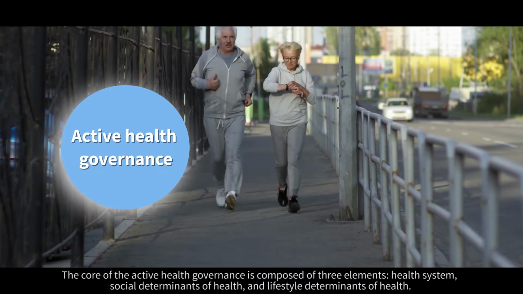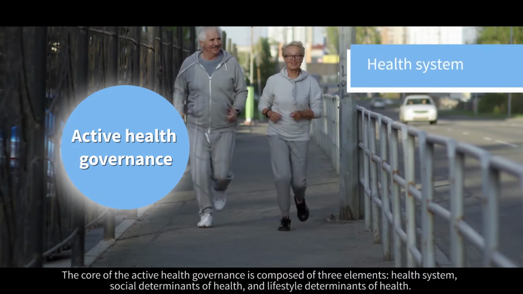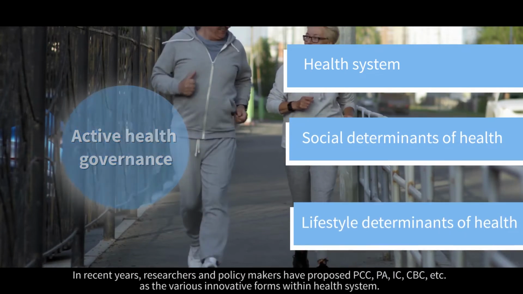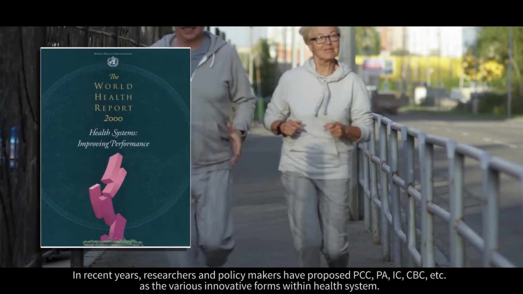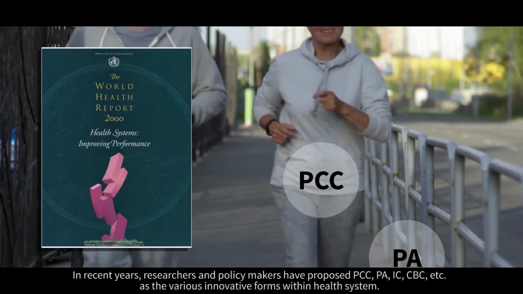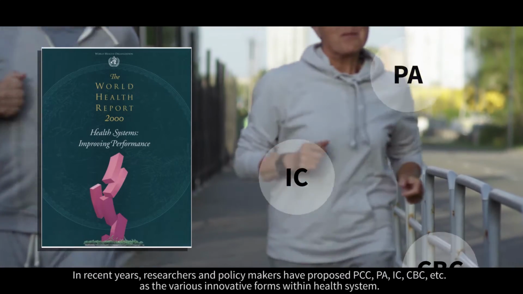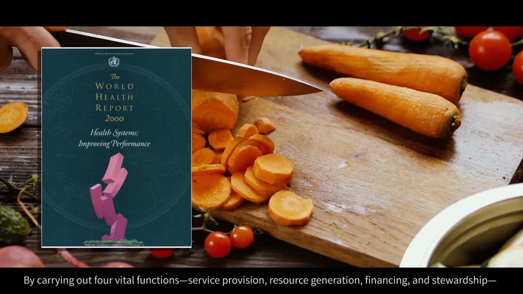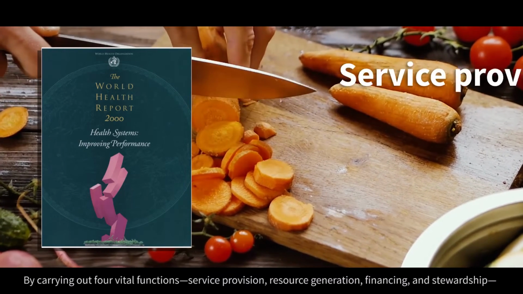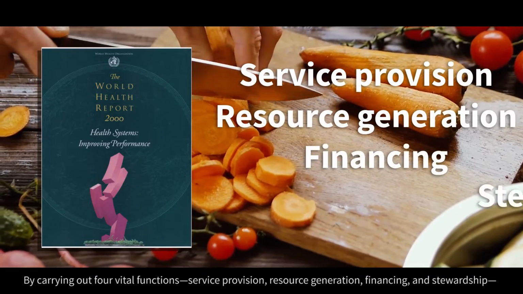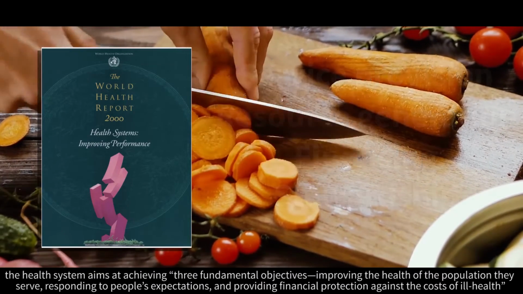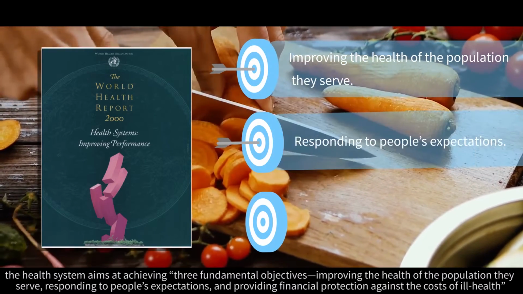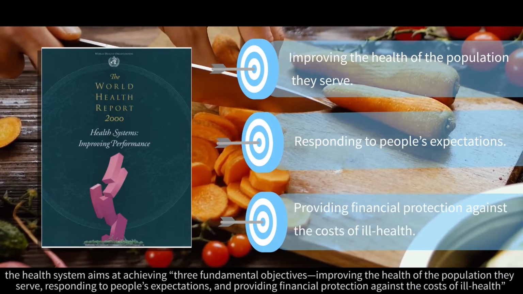The core of the active health governance is composed of 3 elements: health system, social determinants of health, and lifestyle determinants of health. In recent years, researchers and policymakers have proposed patient-centered care, patient activation, integrated care, community-based care, etc., as the various innovative forms within the health system. By carrying out 4 vital functions: service provision, resource generation, financing, and stewardship, the health system aims at achieving 3 fundamental objectives: improving the health of the population they serve, responding to people's expectations, and providing financial protection against the costs of ill health.